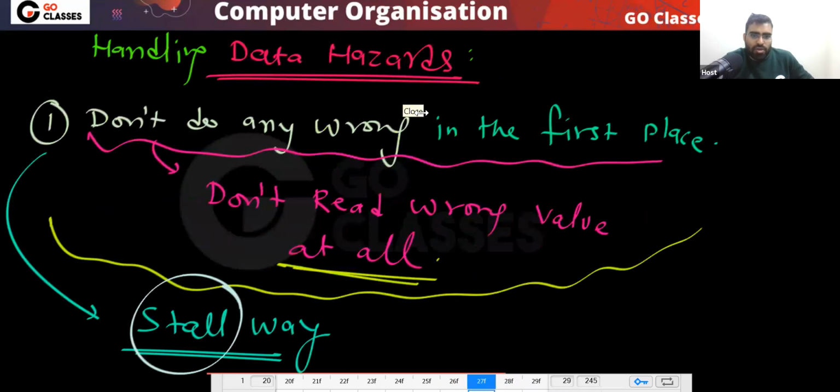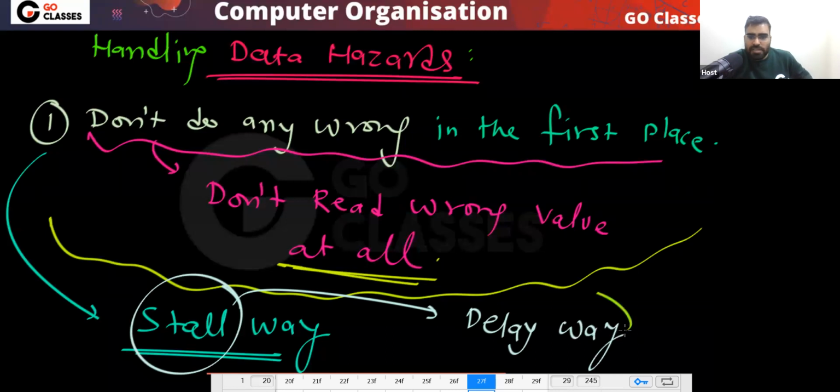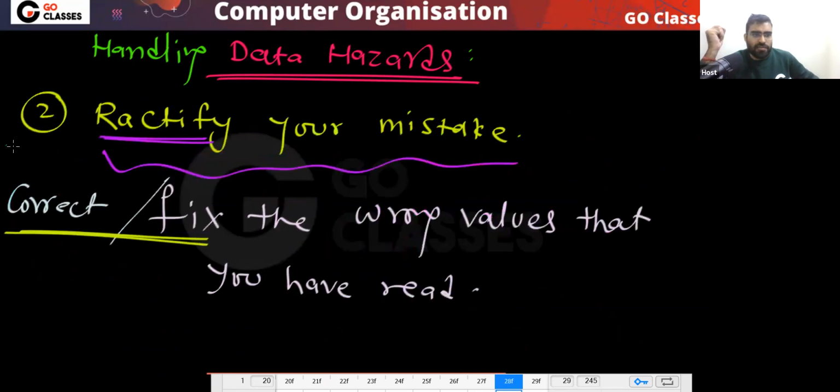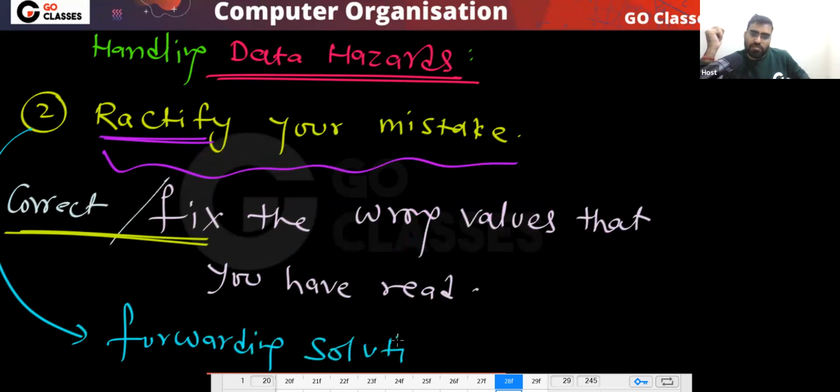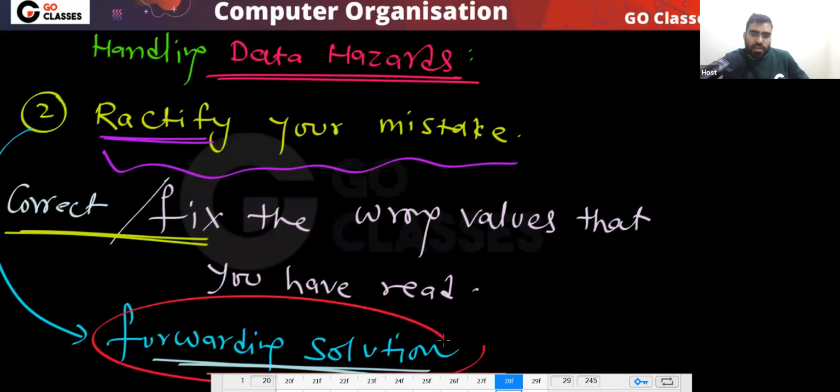Yes, I will come to that point, don't worry. So the first way is the stall way. Stall means delay way. Now, what is the next? The second way is called operand forwarding. That is called the forwarding way, the forwarding solution. So there are 2 solutions. One solution is the stall solution, and the other solution is the forwarding solution.